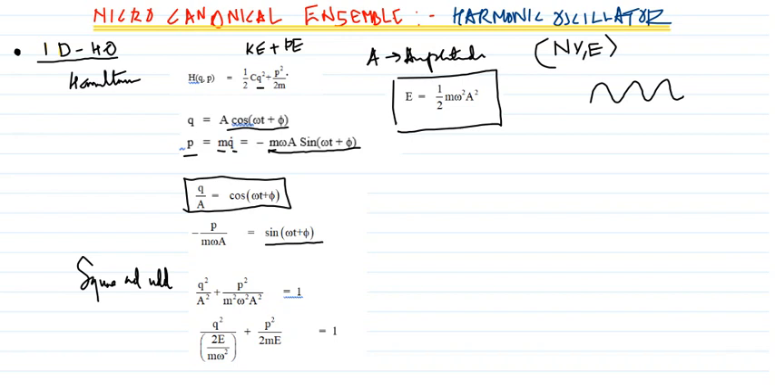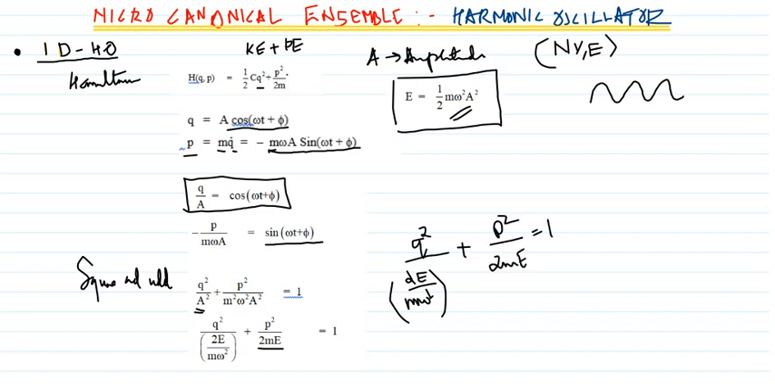This one, q square by a square, plus p square by m square omega square a square equal to 1, right? Now you can put this in perspective. You can replace a in terms of energy, so a square would be 2E by m omega square. Rest is kept as it is. Here also, m square omega square a square is 2mE, right? So what you have now is q square by (2E divided by m omega square) plus p square by 2mE equal to 1. You very well know what the equation means. This is the equation of an ellipse.